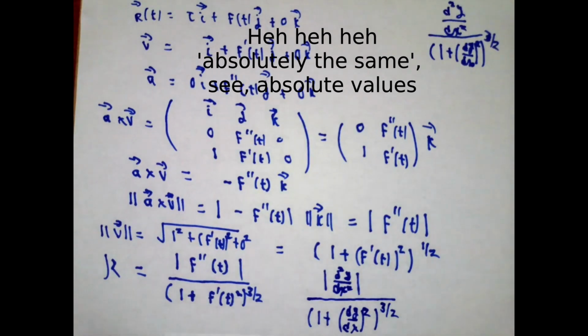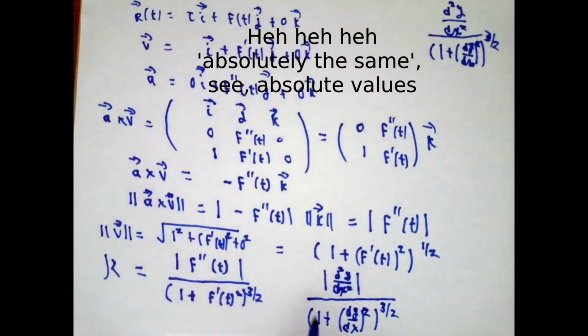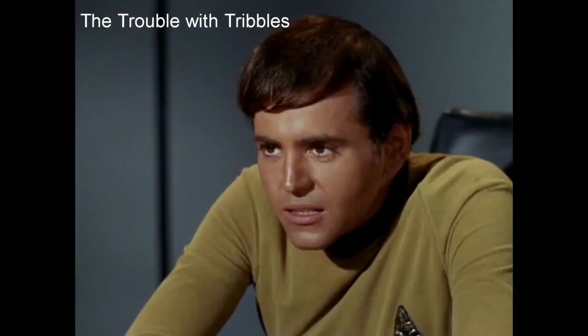If I compare this to what I got by doing the derivative of theta with respect to s, I see they are the same except for the absolute value.